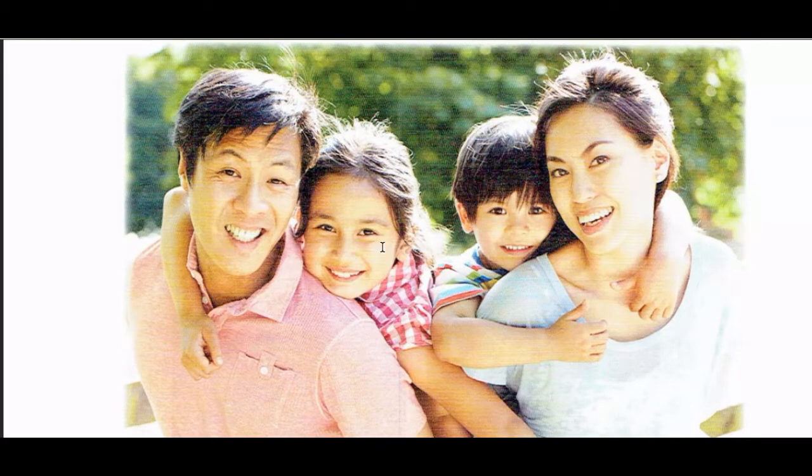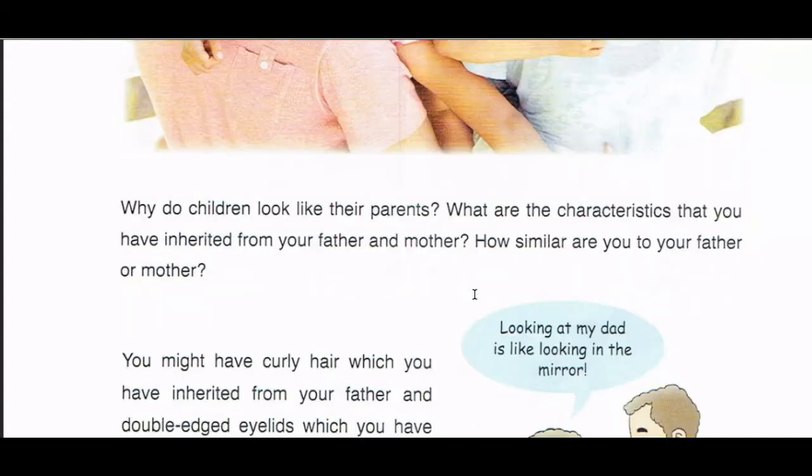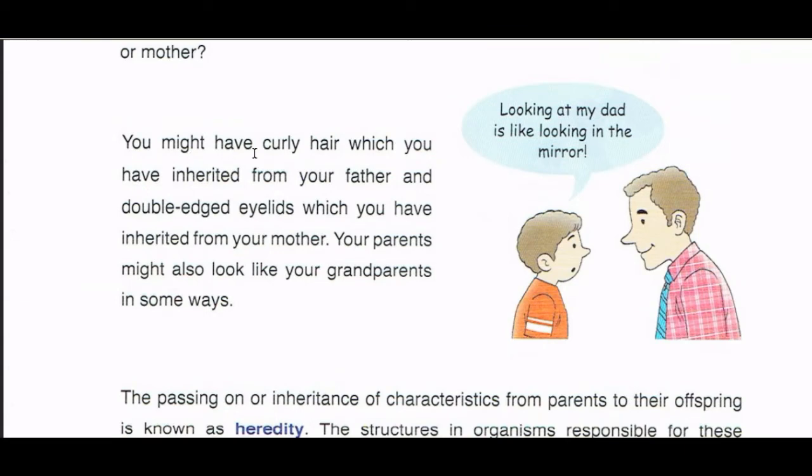Here in the book we talk about mother and father. Where did you get the traits from? So why do children look like their parents? What are the characteristics that you have inherited from your father and mother? How similar are you to your father or to your mother? You may have curly hair, which you have inherited from your father, and the eyes from your mother, as an example. It depends on how strong the traits are from your mother and from your father.